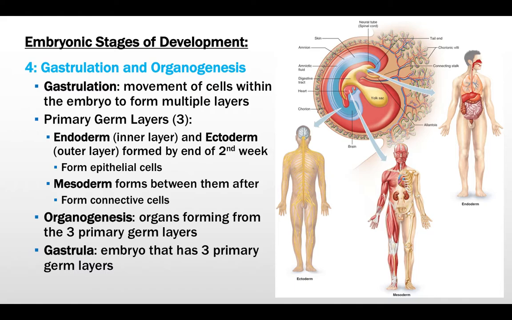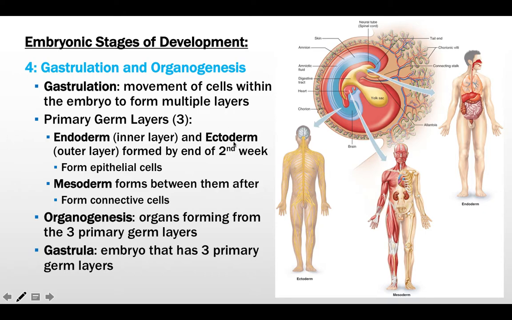Step 4 is called gastrulation and organogenesis. So gastrulation is when we start to see cells form distinct layers. And we have 3 primary layers. The endoderm is our inner layer, and the ectoderm is our outer layer. This is going to form all of our epithelial cells. So it's going to form our skin on the outside. It's going to form any coverings like the pericardium, which was a covering of our heart, or the linings of our digestive system. Anything like that that's part of our epithelial tissue is formed by one of these 2 layers.